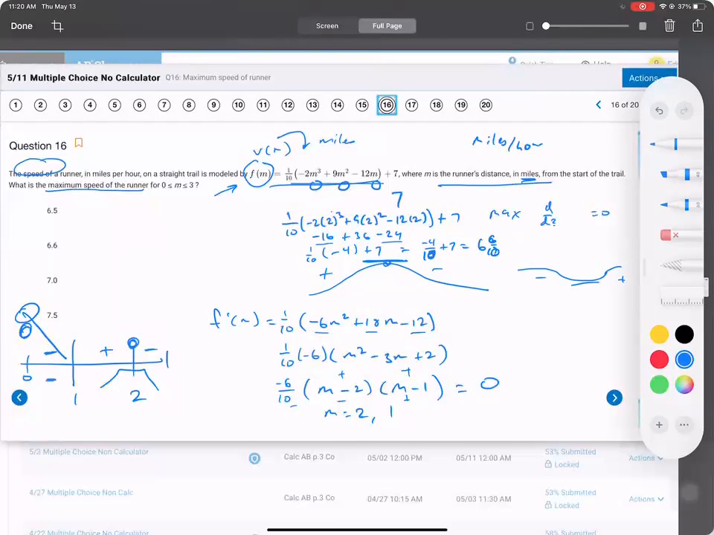I'm looking this up. So the answer is, if you compare these two points, that could have been the absolute maximum. His maximum speed is actually when he started. So the answer is 7. This is 6.6, right? Which is an alternative answer.